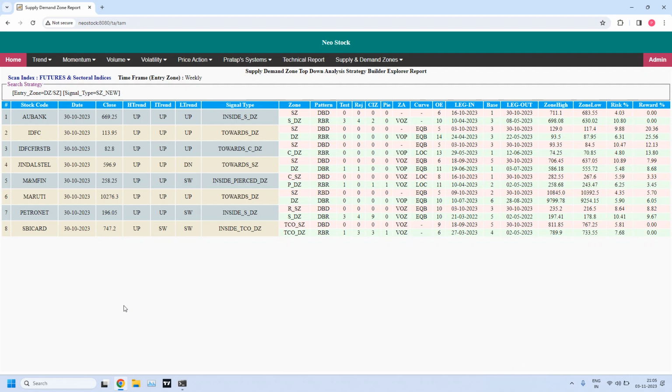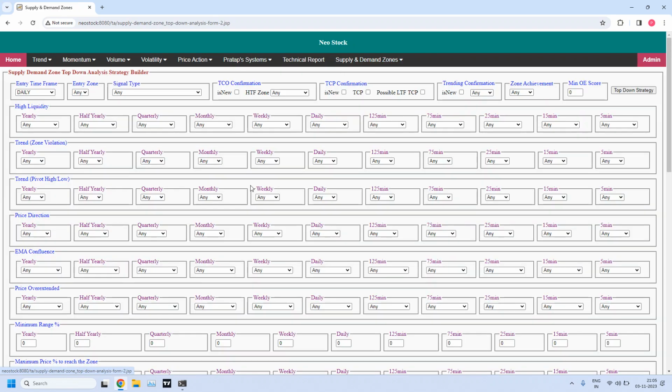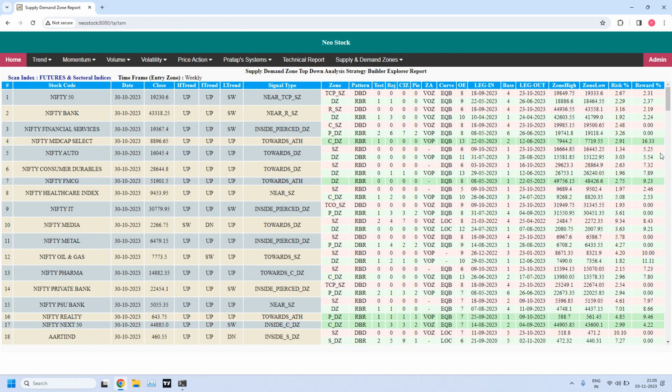Now I am generating demand and supply zones for all the indices and equity stocks listed in the F&O segment. So entry time frame is weekly, and this is the complete list. I keep on scrolling this list. Whichever stock you want to refer to, pause the video and study the parameters. Maybe I will be giving only some 3 to 4 seconds while scrolling page by page.